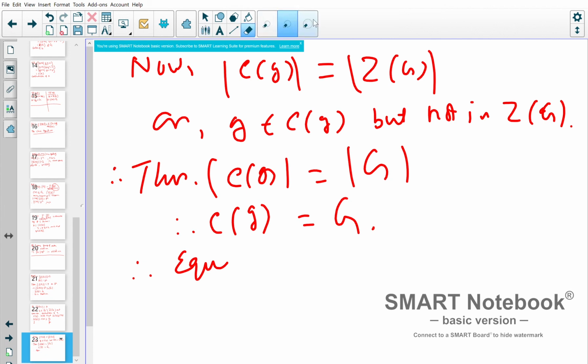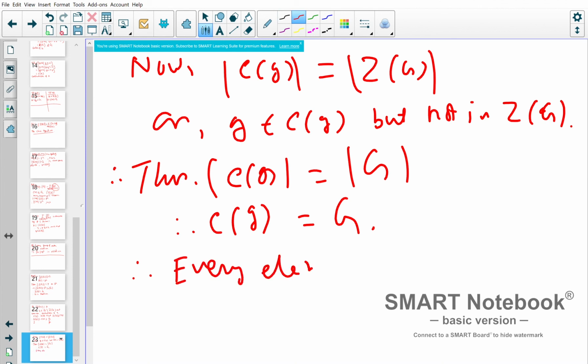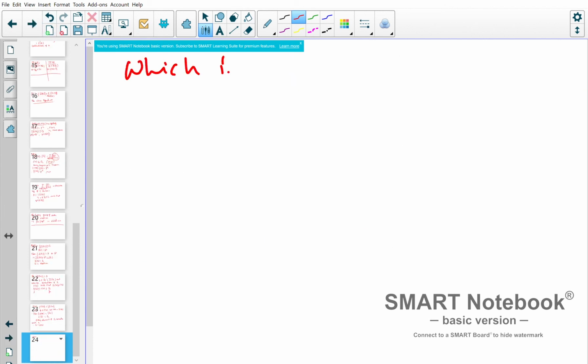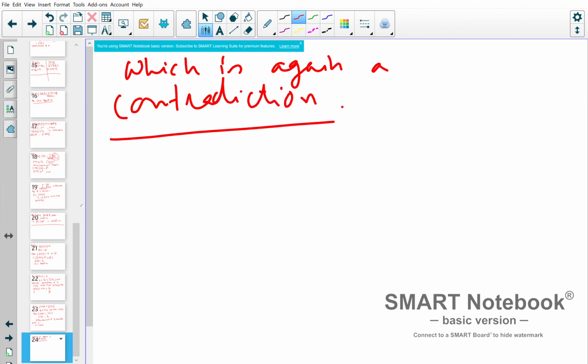Okay, so let me write it down. What is the meaning of this? This means every element of G commutes with small g, and thus g belongs to the center because g commutes with every element, right? Which is again a contradiction. Now why are we getting these contradictions?